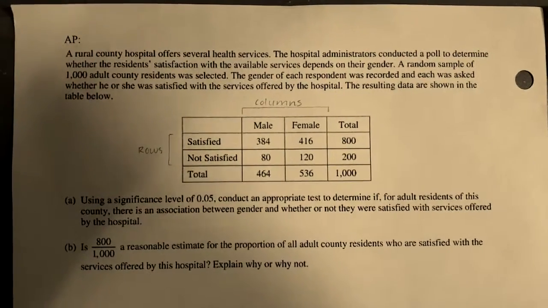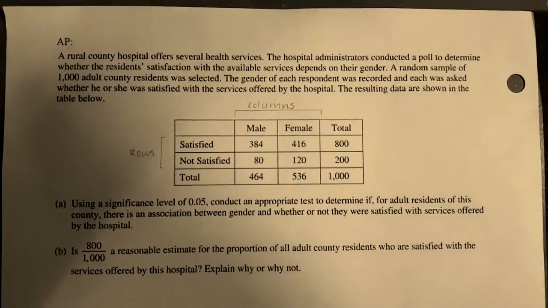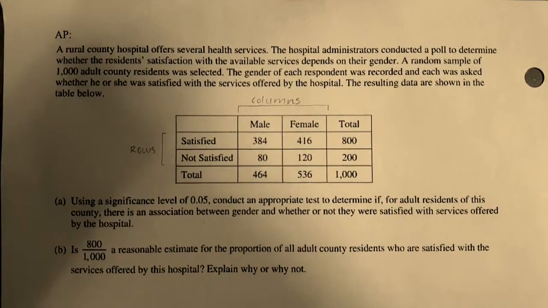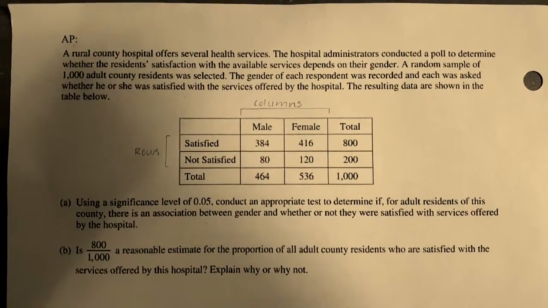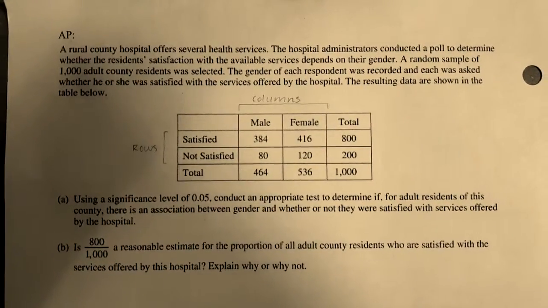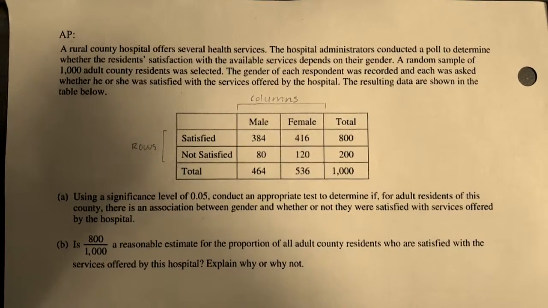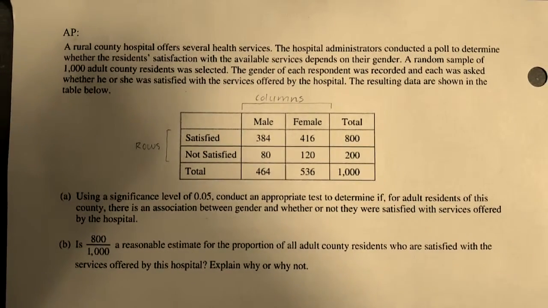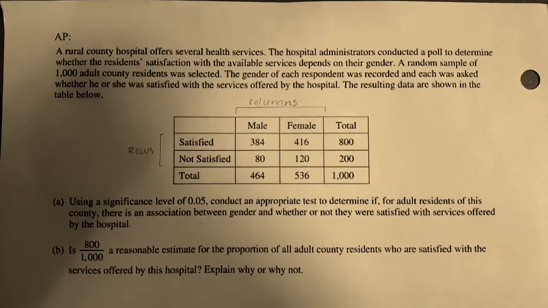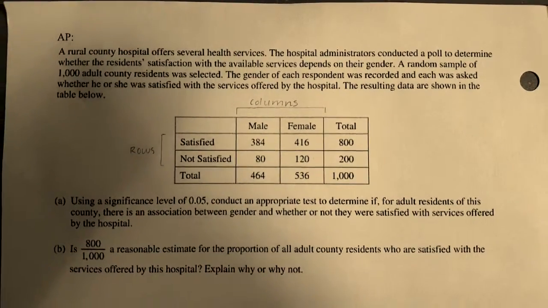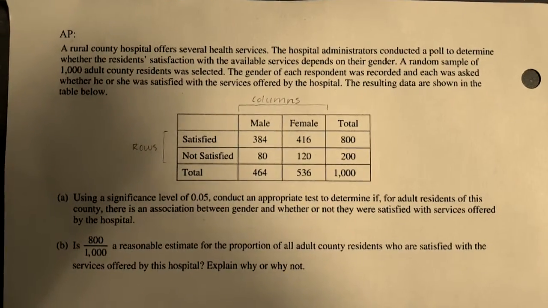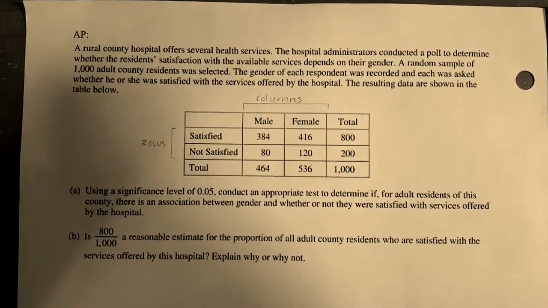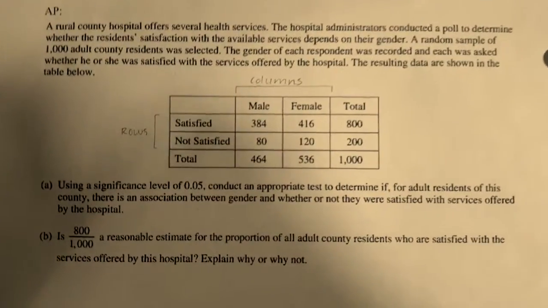Right, the last AP question. A rural county hospital offers several health services. The hospital administrators conducted a poll to determine whether the residents' satisfaction with the available services depends on their gender. A random sample of 1,000 adult county residents were selected. The gender of each respondent was recorded, and each was asked whether he or she was satisfied with the services offered by the hospital. The resulting data are shown in the table below.